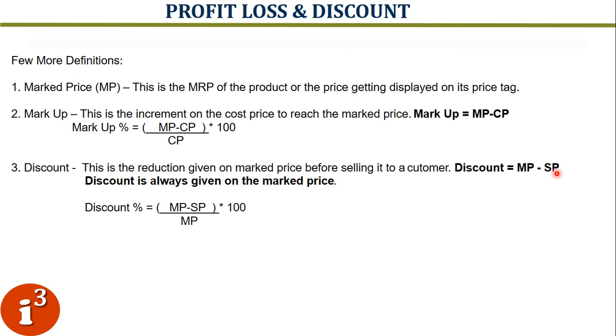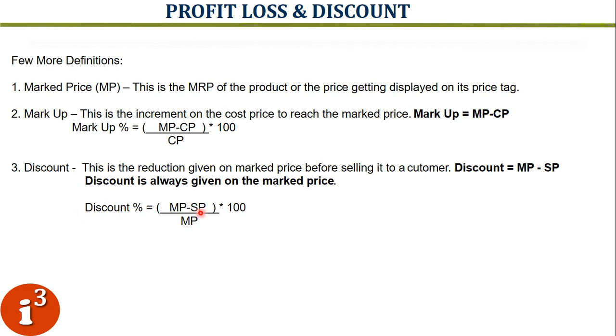So how much discount have you given? 150 minus 130, that is 20 rupees. So that is the discount. It is the reduction on the marked price that you give before selling it to the customer. Remember, discount is always on the marked price. So the base for discount is the marked price.